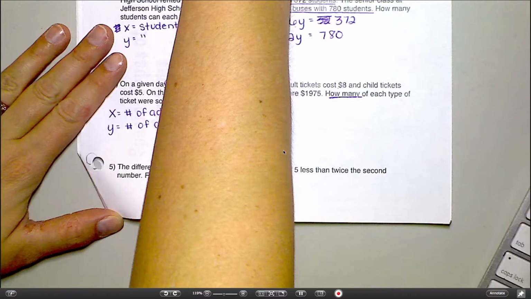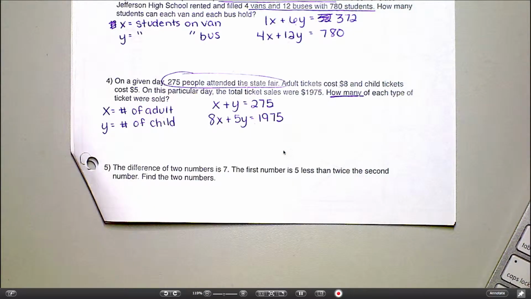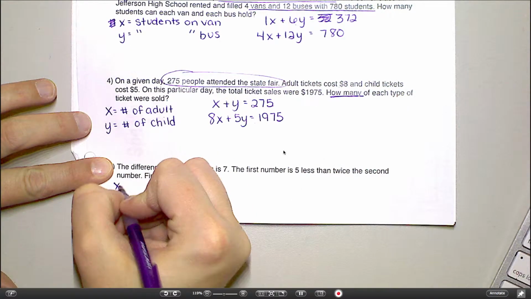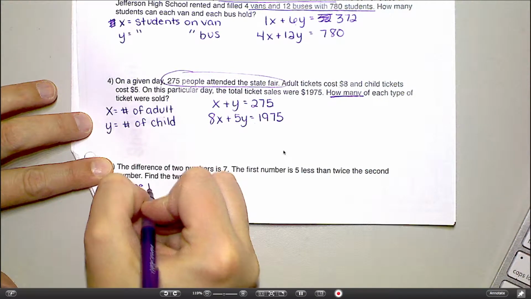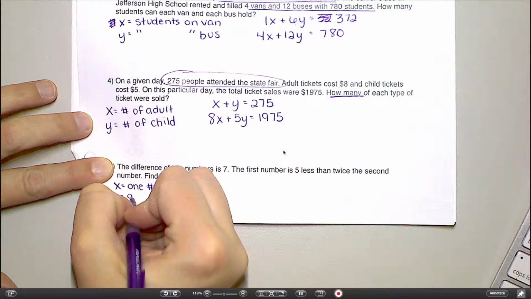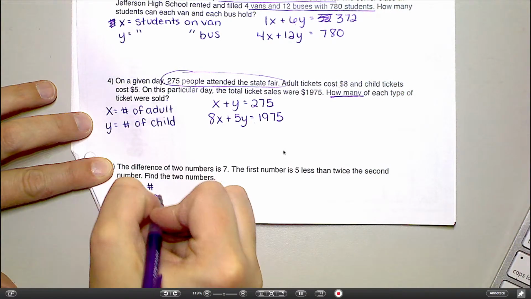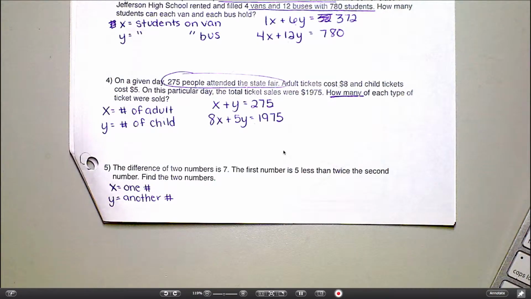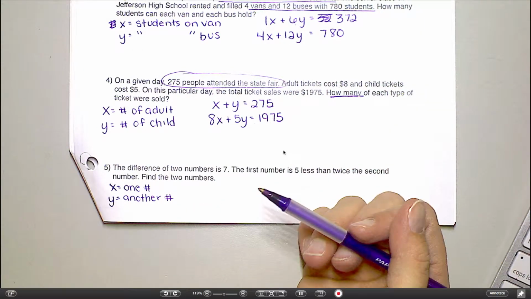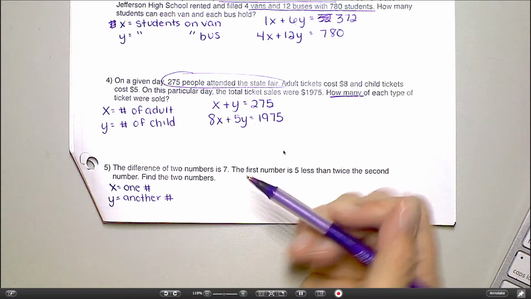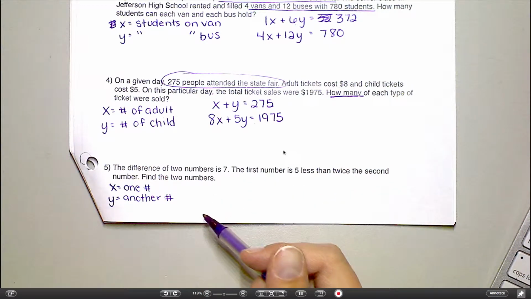Okay. What are my variables in number 5? What are my 2 things I'm trying to find? 2 numbers. Yeah. So x is 1 number. y is another number. Now you can be pretty simple about that when you're defining them, but do make sure that you do something to show that they are different numbers. Like if you just say x equals number and y equals number, you've got to do something to show that it's 2 different numbers. So you can say one and another, or you could say first number and second number. Okay? You just say number 1, number 2.